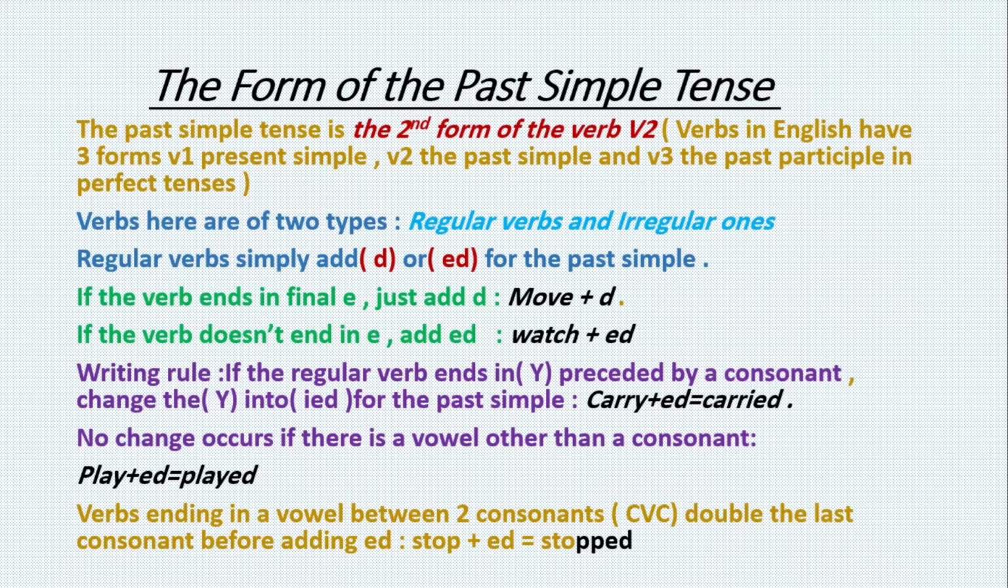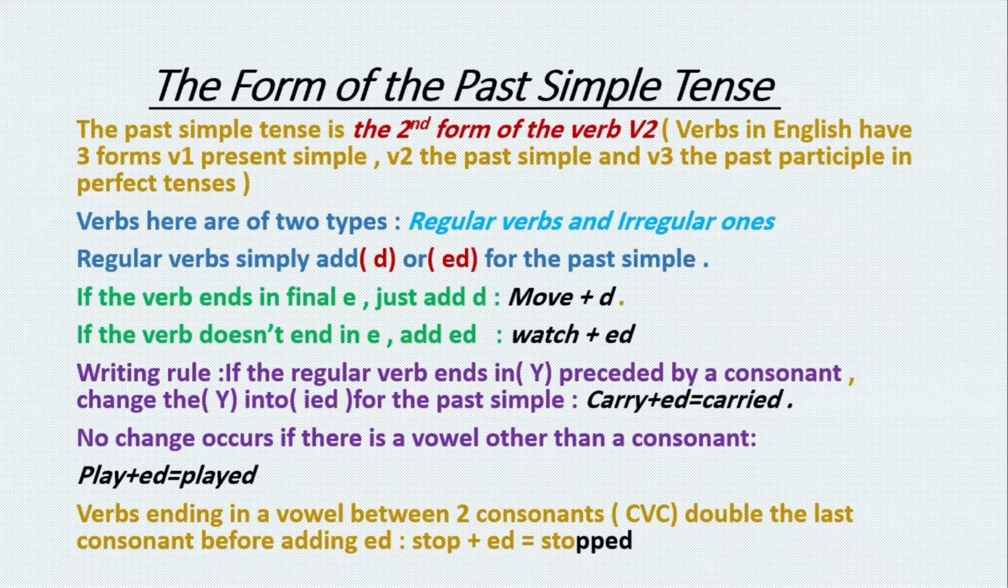And this syllable is a stressed syllable. Just double the last consonant before adding ed. So if the last three letters of the verb form a syllable, and the syllable at the same time is stressed, and I mean by stress here that we pronounce it, we utter it strongly, double the last consonant before adding ed.